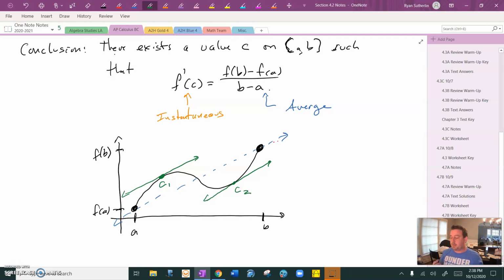So in terms of velocity, things like that, it's when the instantaneous velocity equals the average velocity. In terms of geometry, it's when the slope of the secant line is equal to the slope of the tangent line. That's what we're looking for with the mean value theorem.